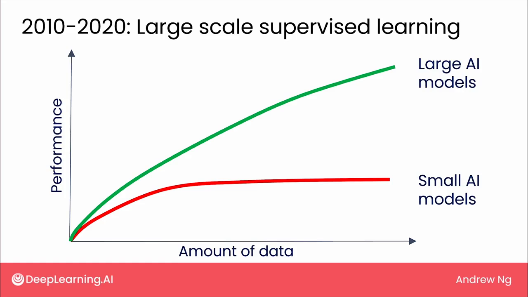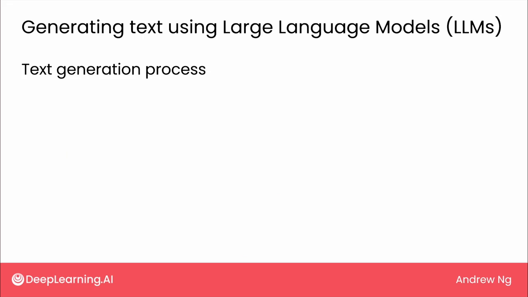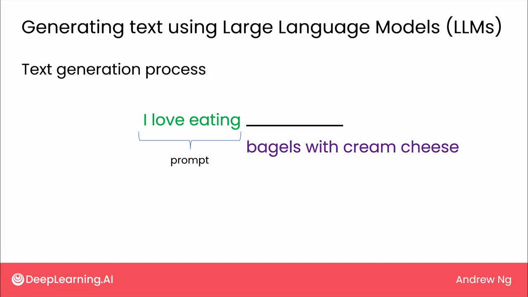Large-scale supervised learning remains important today, but this idea of very large models for labeling things is how we got to generative AI today. Let's look at how generative AI generates text using a technology called large language models. Here's one way that large language models, which are abbreviated LLM, can generate text. Given an input like "I love eating," this is called a prompt, an LLM can then complete the sentence with maybe "bagels with cream cheese."